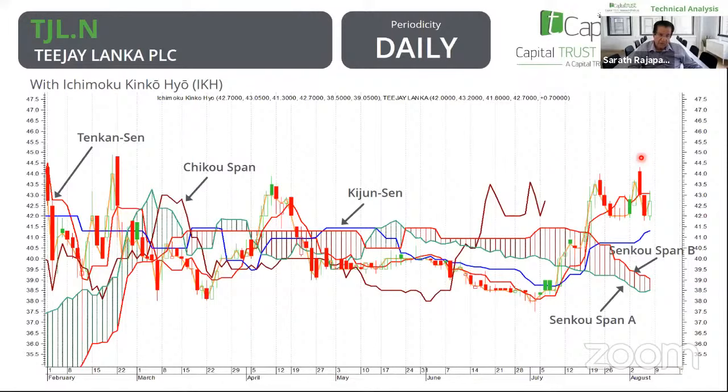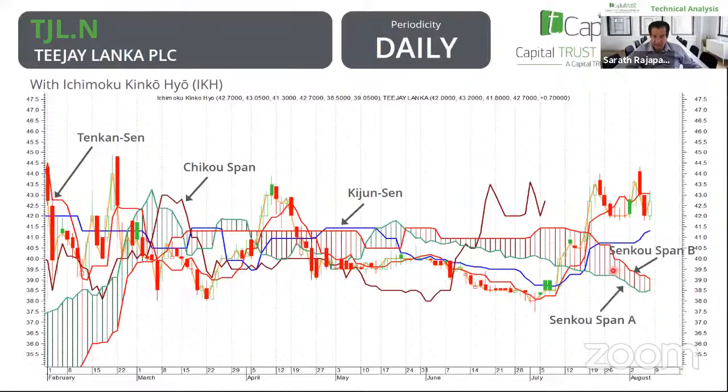Textured Jersey, TJ Lanka. Again, that's a strange red cloud underneath. Span B is above span A. The buying has not started. This has to cross. Though some buying has happened on the last day, there has not been a rush to buy. Though this is not inside the cloud, since this is red, I wouldn't say it's a buy, I'll call it a hold.